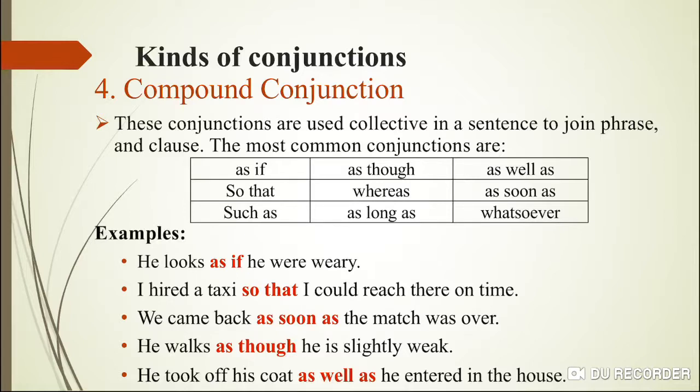become a conjunction, and when they would give their own meaning in a sentence, then they would be called a compound conjunction. You can see in the example, he looks as if he were very tired. अब as if gives its own meaning in a sentence. ठीक है, as if क्या है, the way, as if means over here जैसा कि वो दिख रहा है कि वो tired है. I hired a taxi so that I could reach there on time. So that means इसलिए, right? So they have their own meaning and they give their meaning in a sentence, and they also connect two sentences together.